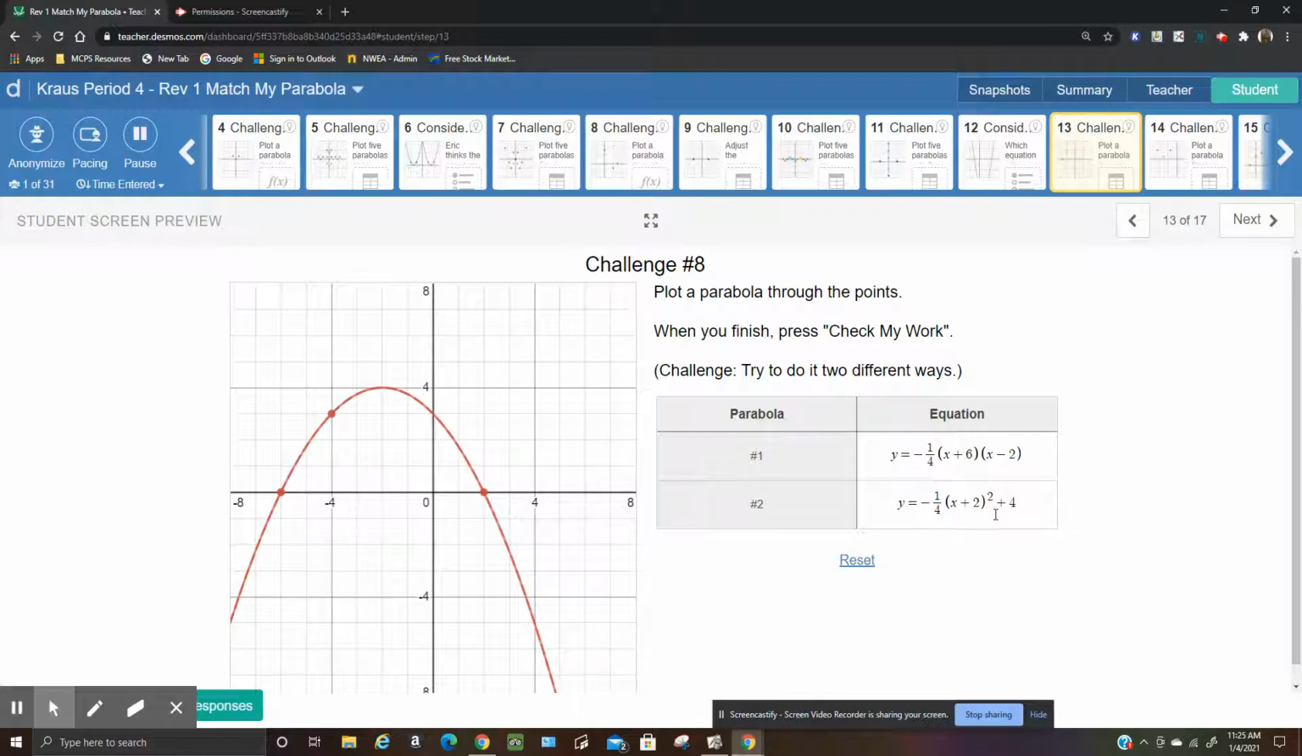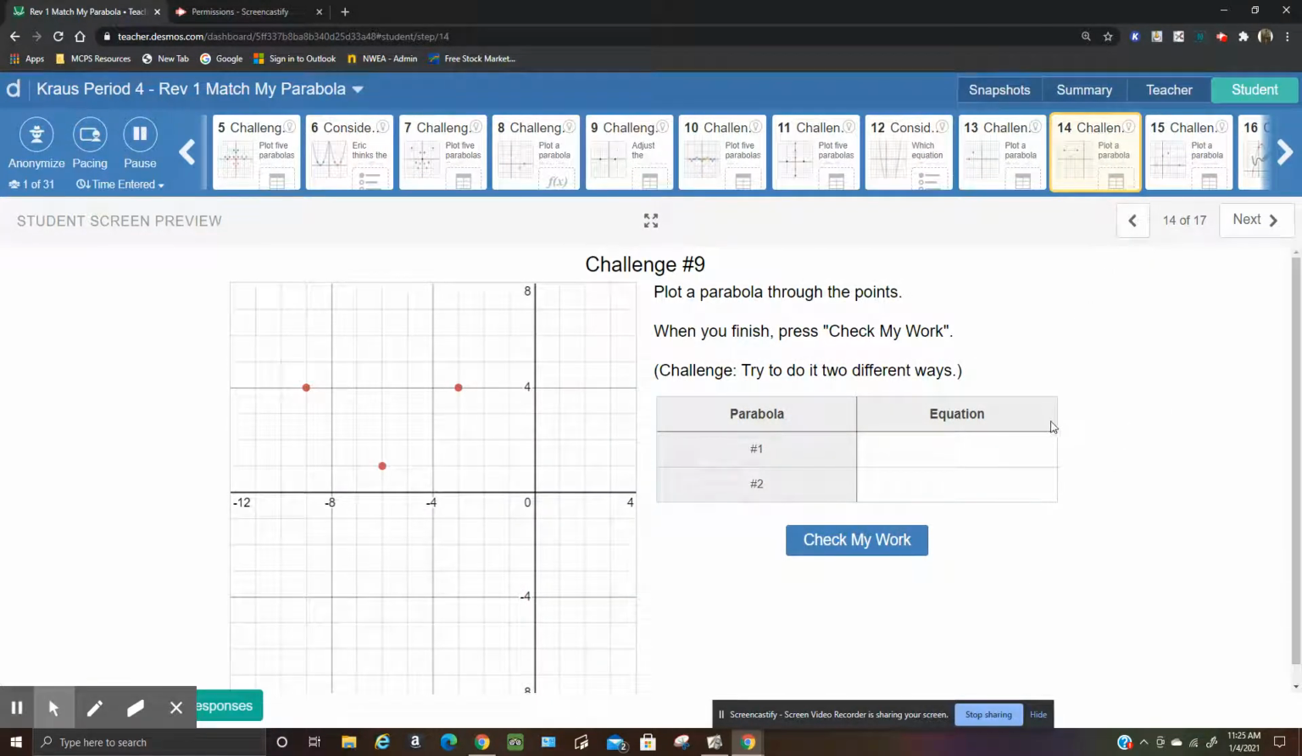So the intercept form, the vertex form. You have to see whether this is the vertex or not. It looks like it is. So 1, 2, 3, 1, 2, 3, 1, 2, 3. Yeah, these are symmetrical. So 1, 2, 3 to the left, up 1, 2, 3. 1, 2, 3 to the right, up 1, 2, 3. So the vertex is this point.